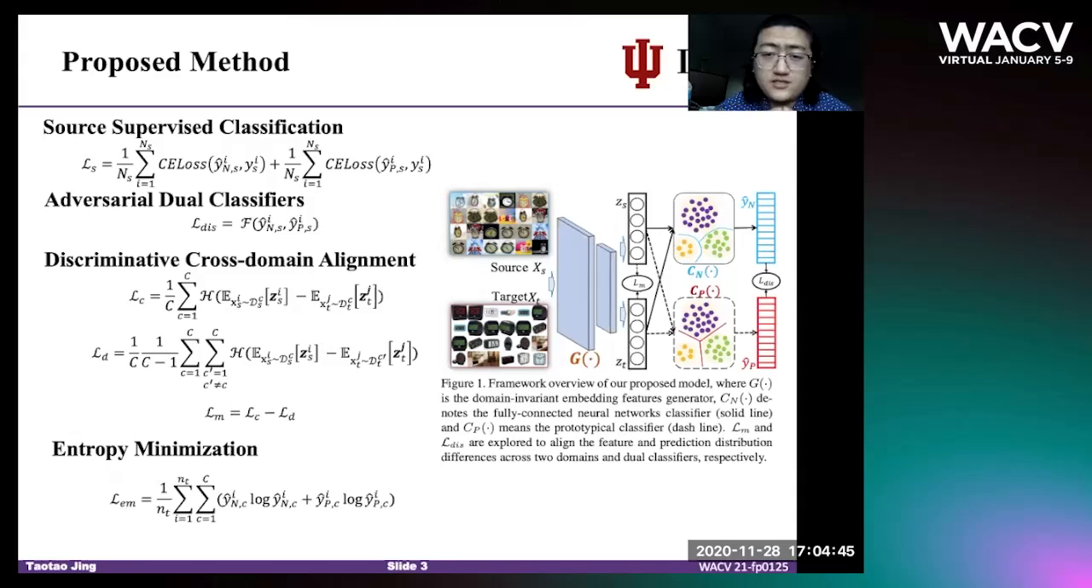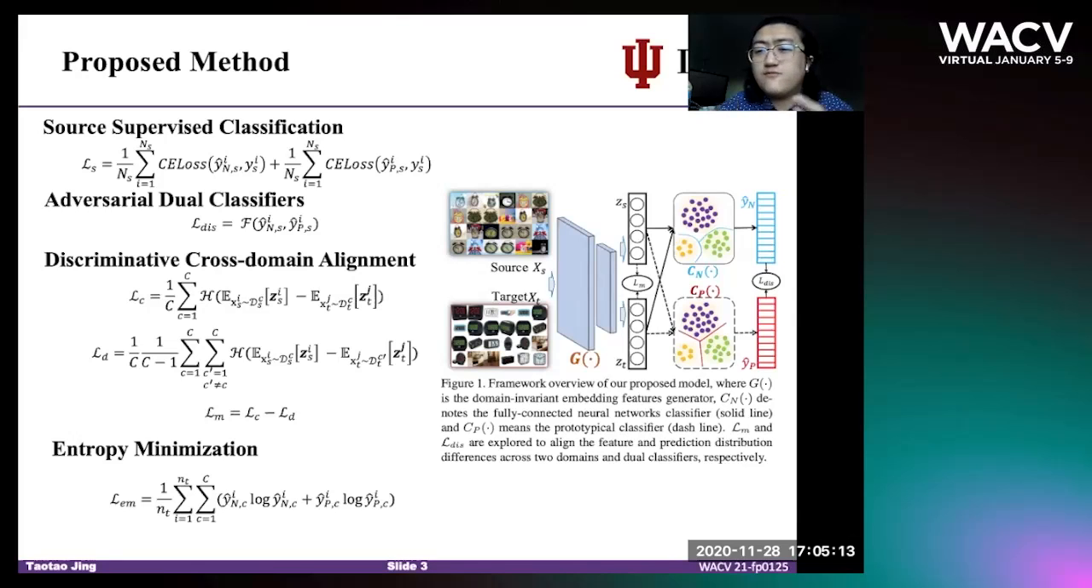Then the feature extracted from the feature generator will be input to 2 different types of classifier. The first one is the neural network classifier, which is denoted as CN here. The other one is the prototype classifier, which is CP.